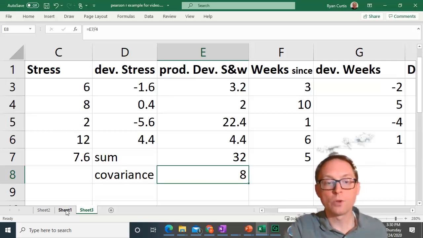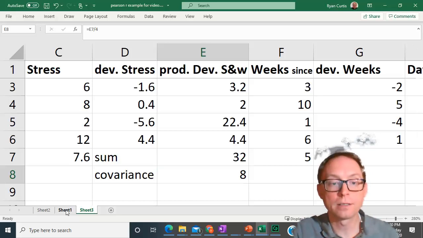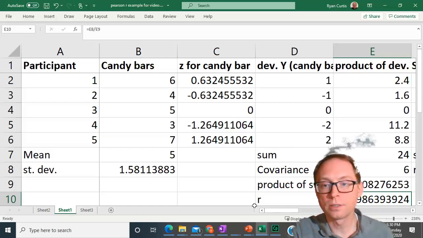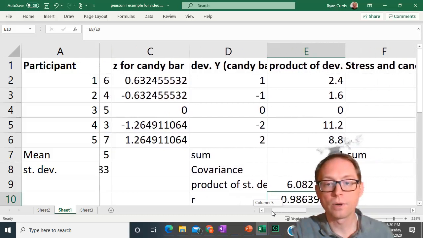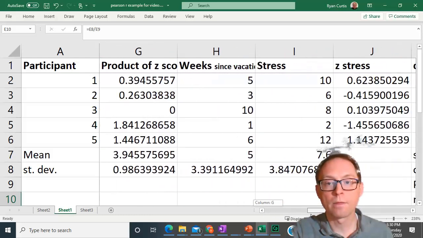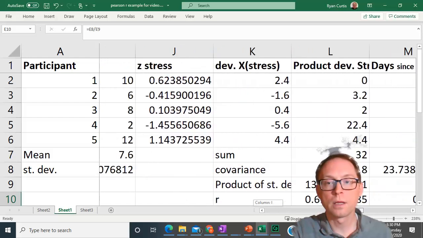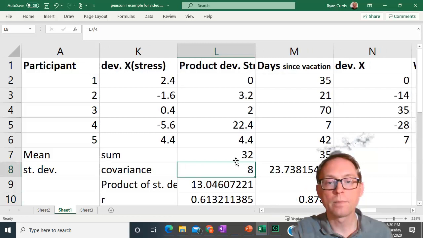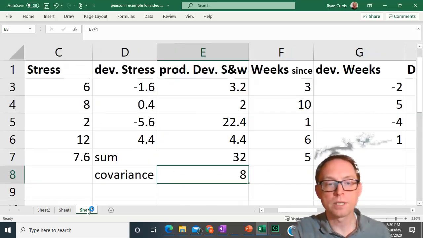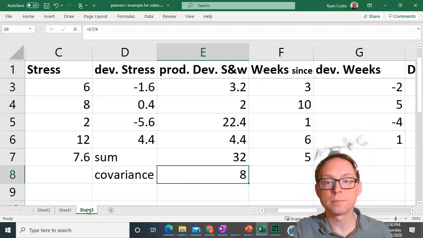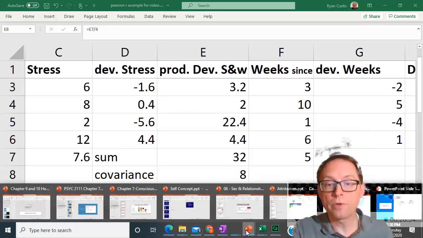Now, if you remember, we did this last chapter. In fact, here's our calculations. Let's find the one for stress. Did we do stress in weeks? There it is. Remember? We did this before, right? Okay, we got 8, same thing. We did just the same thing right there. The covariance is 8.